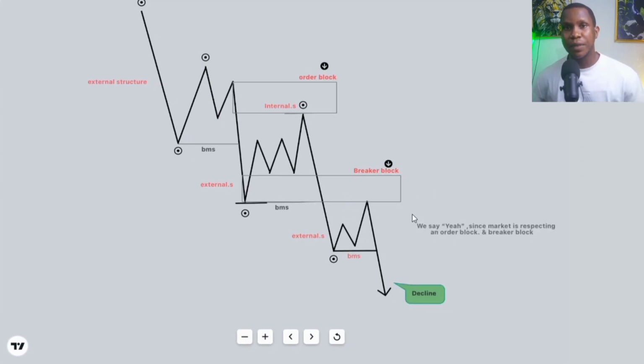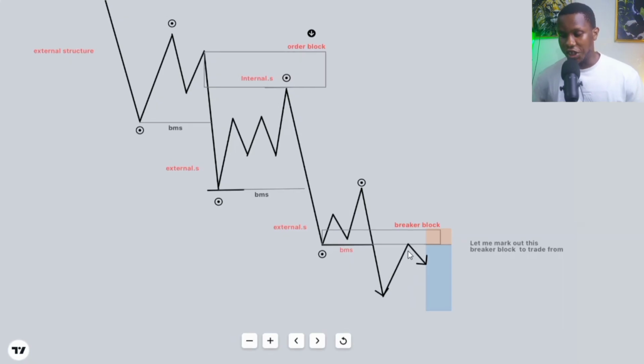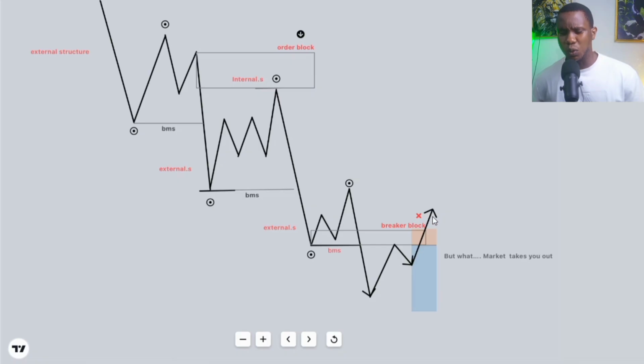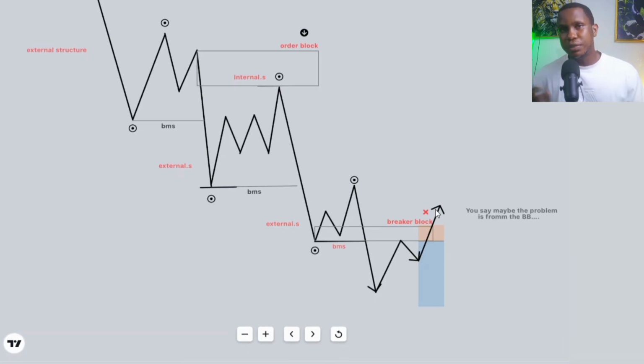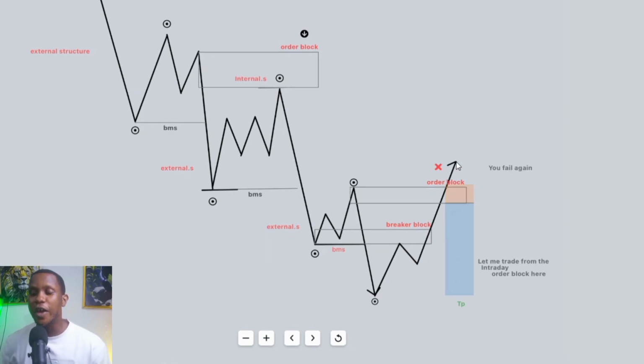We say here, since market is respecting order blocks and breaker block, let's mark out this breaker block to trade to the downside. And can you see what? We are rejecting off this breaker block, and finally market took you out. You see, maybe the problem is from this breaker block. Let's use an order block to trade to the downside, and you fell again.